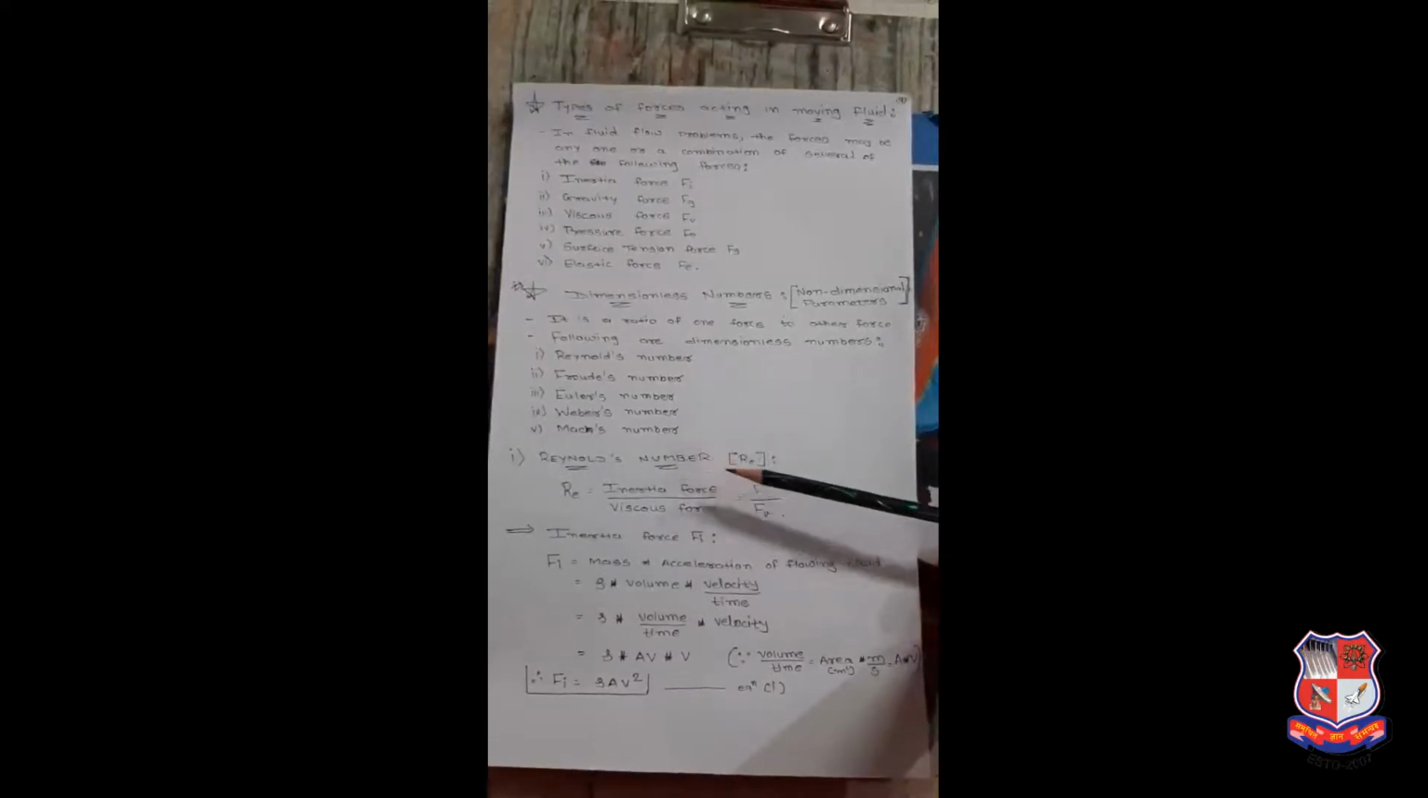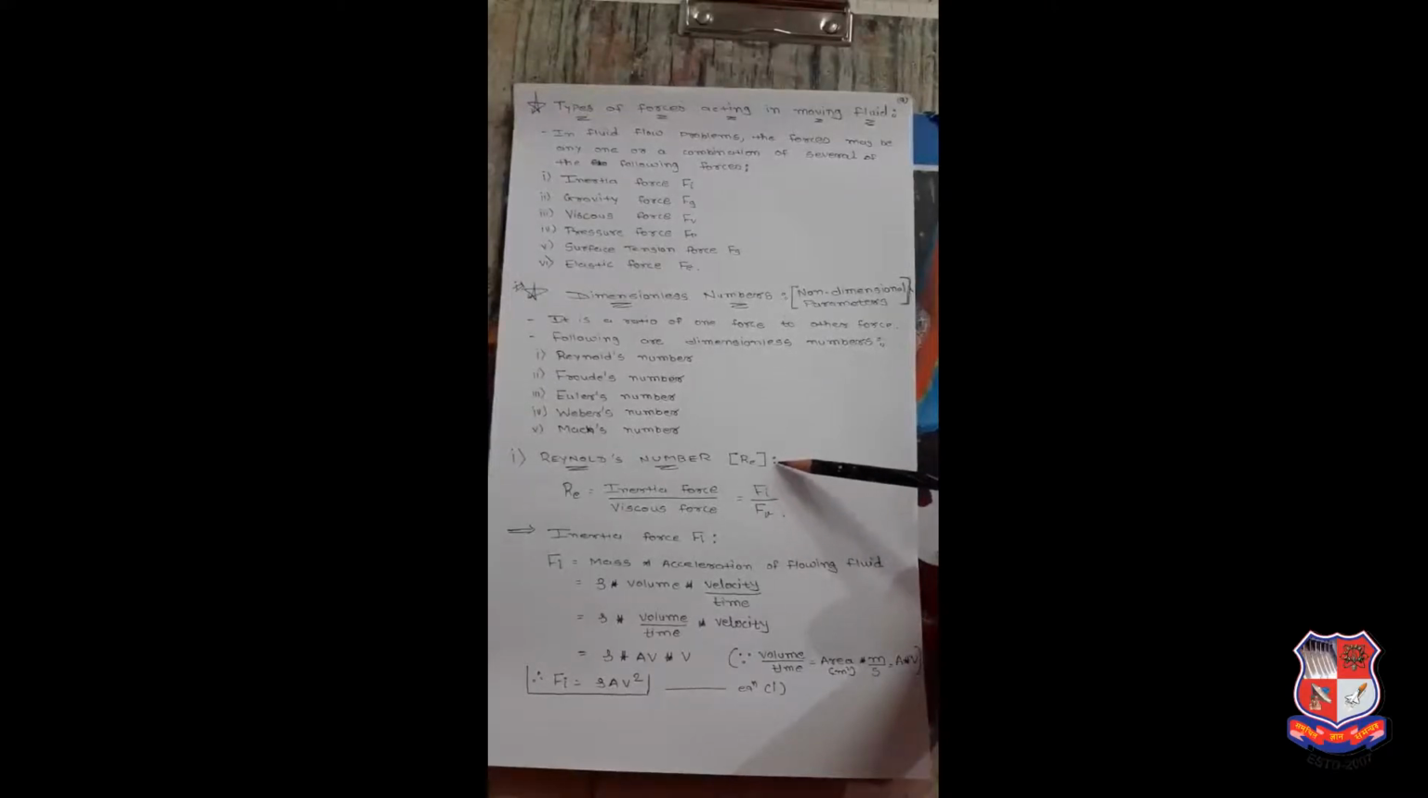Let's find the equation of the dimensionless numbers one by one. Let's start with Reynolds number, which is denoted by Re. Reynolds number is a ratio of inertia force and viscous force, right? So first we will find the equation of inertia force and then viscous force.